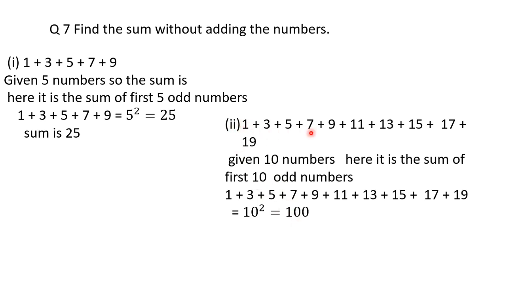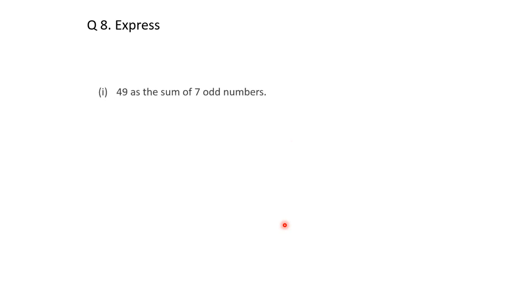And remember, these odd numbers are in sequence. So the sum is 100. Next, question number 8 says express 49 as the sum of 7 odd numbers. Now again we have to find out 49 is equal to the sum of 7 odd numbers.